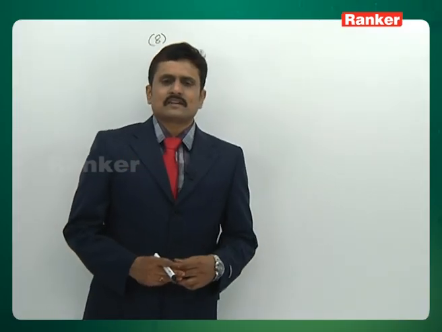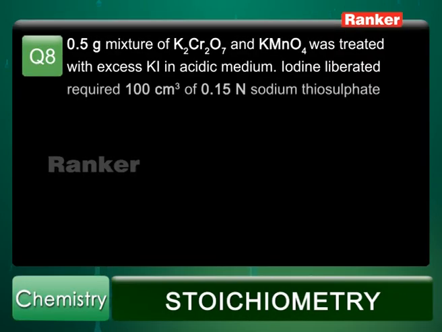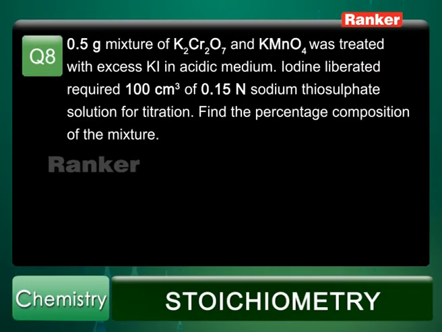We have a 0.5 gram mixture of potassium dichromate and potassium permanganate treated with excess of potassium iodide in acidic medium. Iodine liberated required 100 milliliter of 0.15 normal sodium thiosulfate solution for complete neutralization. Then you have been asked to find the percentage composition of the mixture.